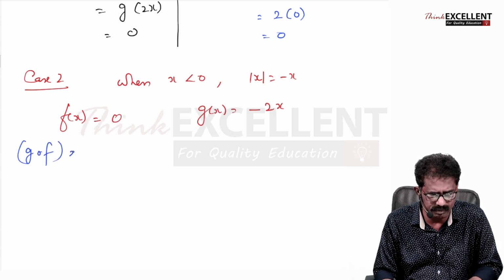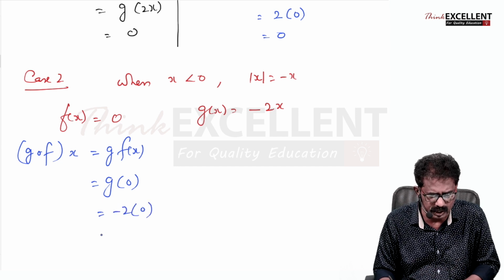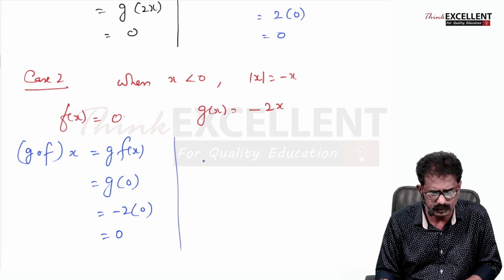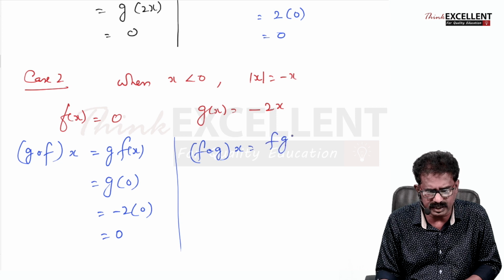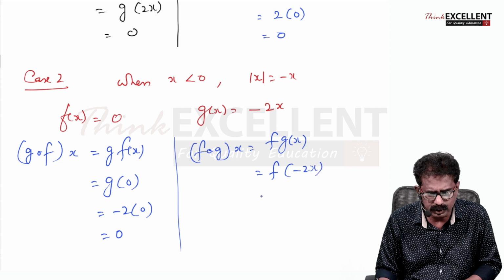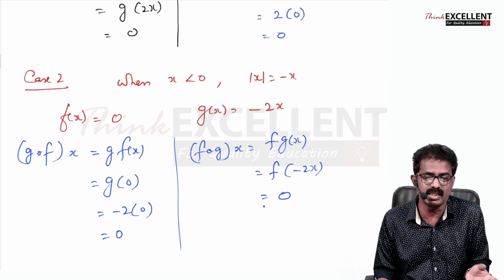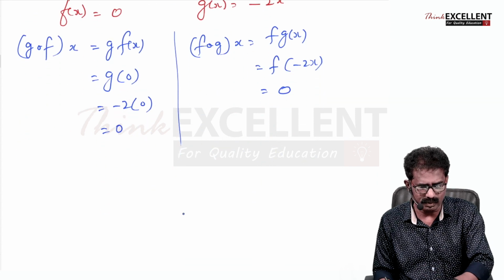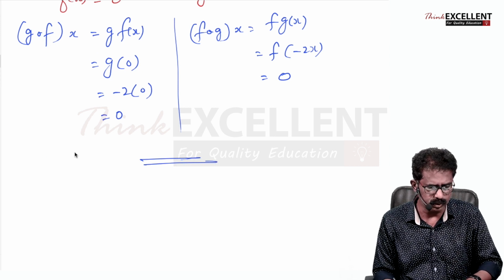g composition f of x, that is g of f of x. g of, what is f of x? 0. Substitute that 0 in g, minus 2 into 0. So the answer is 0 only. Now we find f composition g of x, that is f of g of x, that is f of, what is g of x? Minus 2x. Substitute this minus 2x in f. What is f? 0. So nothing to substitute. If x is there, you put this value, right? So in all the values, zeros. So hope you understood. Because modulus x is there, you have to do it in two cases.